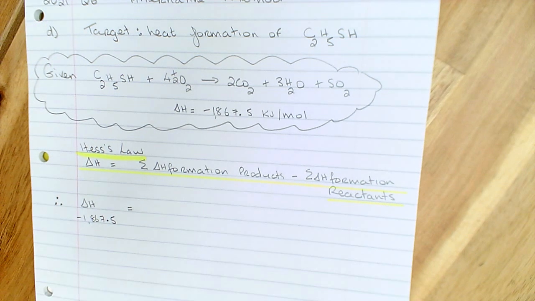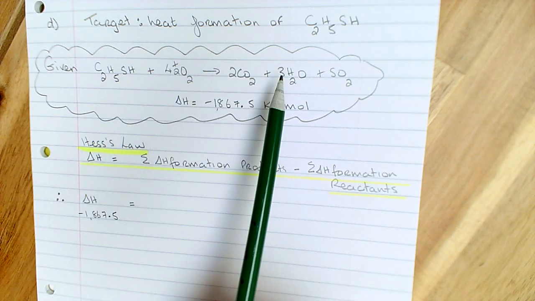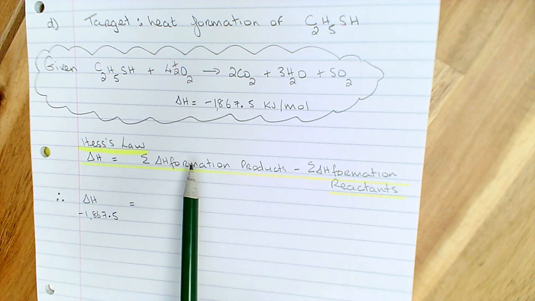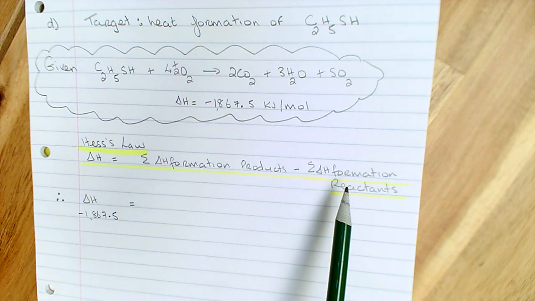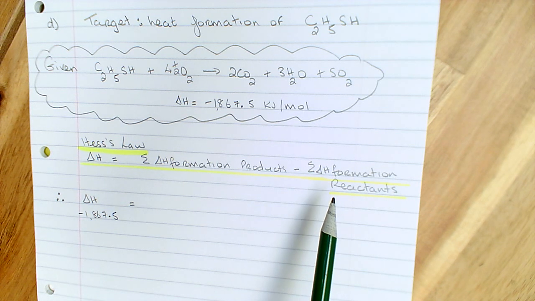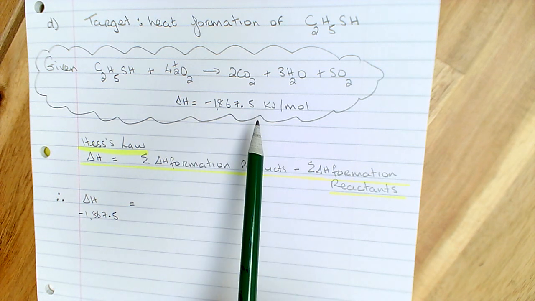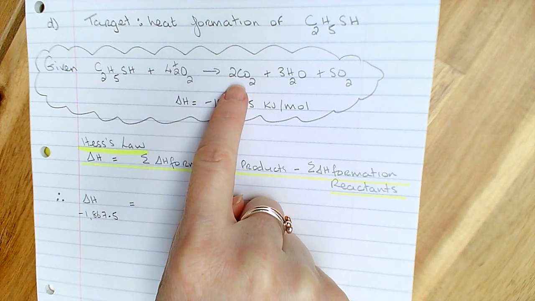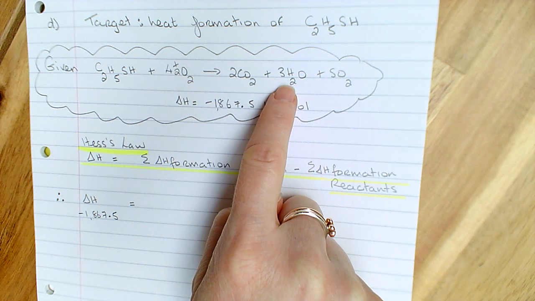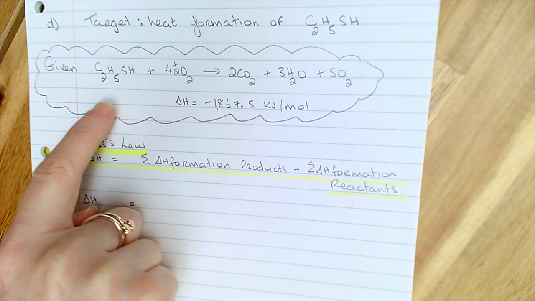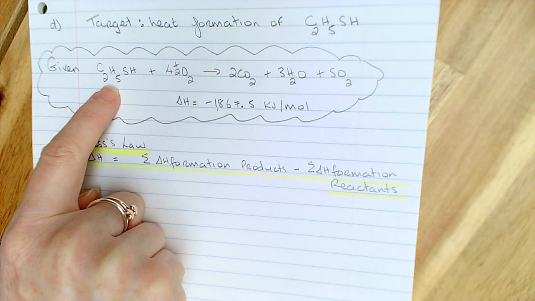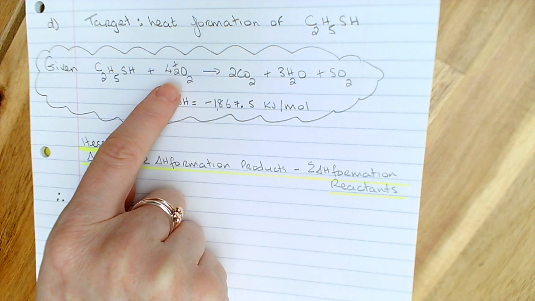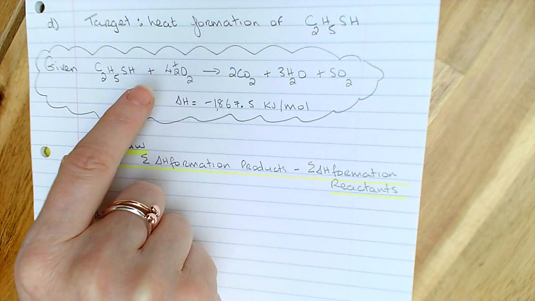According to Hess's law, the delta H for this overall reaction can be broken down into the sum of the heat of formation of the products minus the sum of all of the heat of formation of the reactants. So what does that mean? That means that this delta H for this reaction is equal to the heat of formation of 2 moles of CO2 and 3 moles of water and 1 mole of SO2 minus the heat of formation of ethane thiol, and the heat of formation of oxygen, which is actually 0. Remember, the heat of formation of any element, O2 is an element, is just 0.